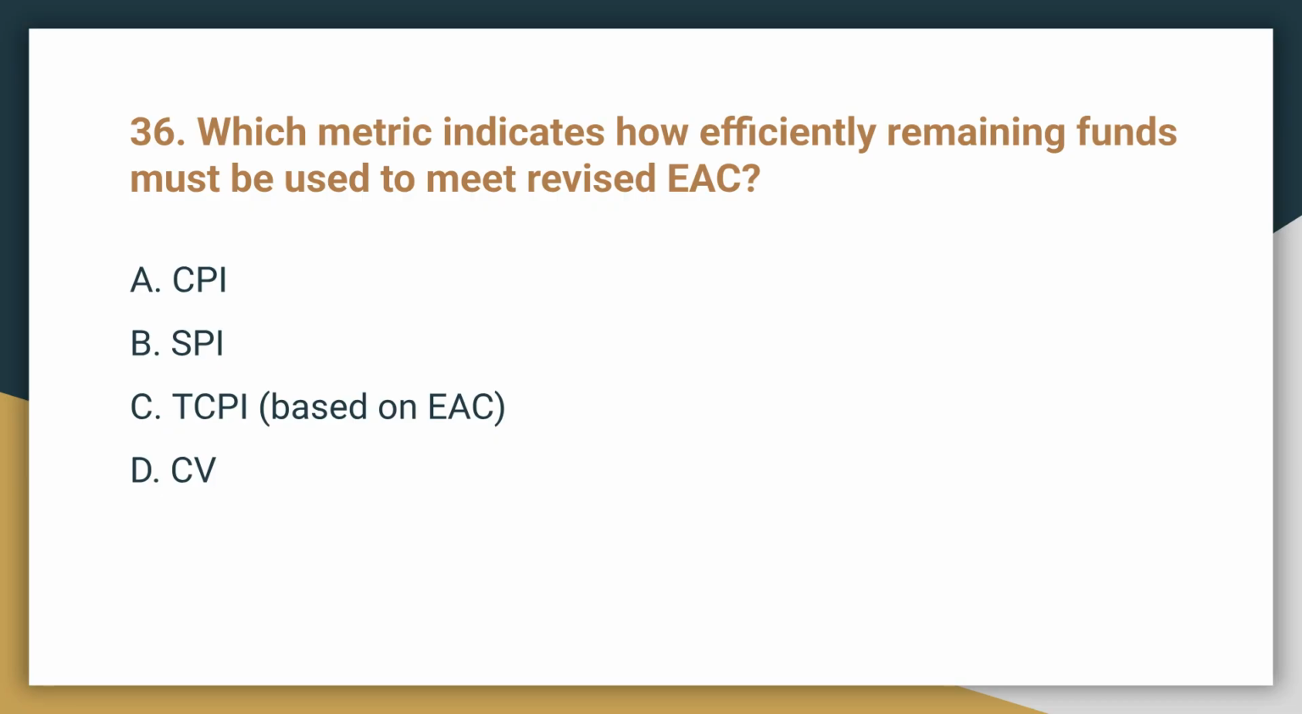Question 36. Which metric indicates how efficiently remaining funds must be used to meet a revised EAC? The correct answer is C, TCPI, based on EAC. This metric shows the required future performance efficiency needed to meet the new estimate at completion.